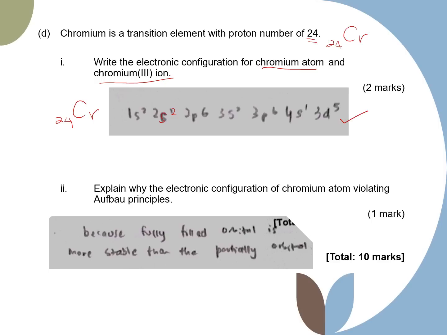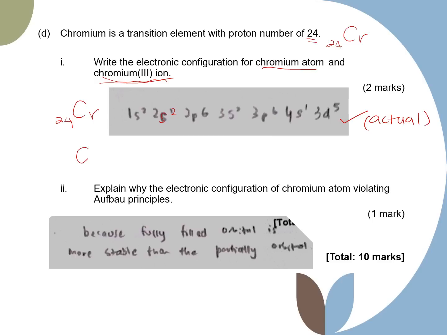You have to write the actual configuration of chromium. If you are asked about chromium or copper, read the question carefully. Sometimes it asks for the electronic configuration that obeys the Aufbau principle, but this question does not ask about that. It asks for the electronic configuration of chromium, so give the actual configuration. And for the chromium ion, it does not ask about Aufbau either, so it asks about the ion.